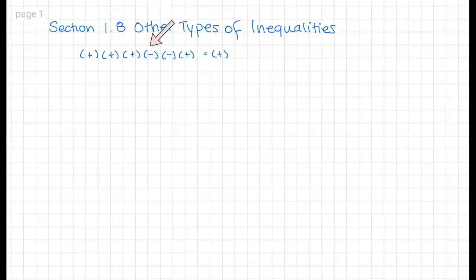That is right. And it's all about the negatives. It's because there's an even number of negatives. The positives don't really matter. It's all about the negatives. The negatives will determine the sign.